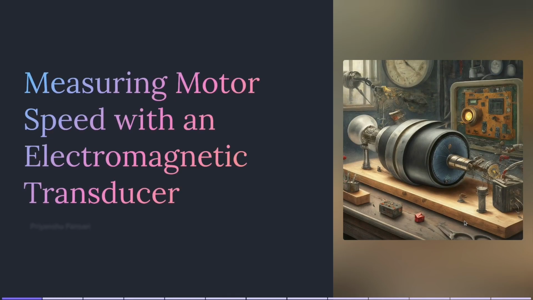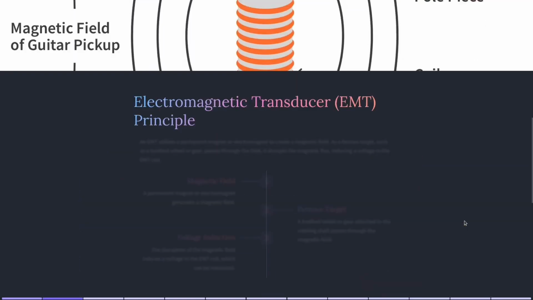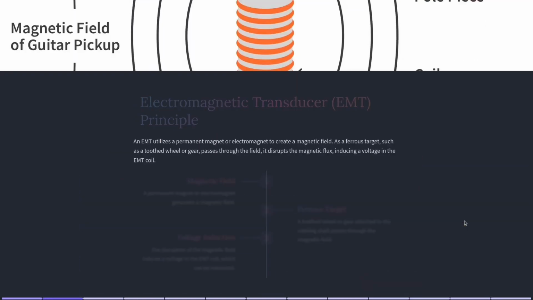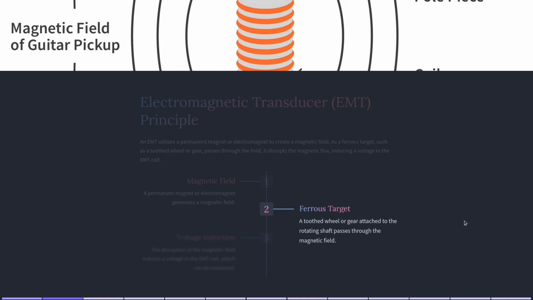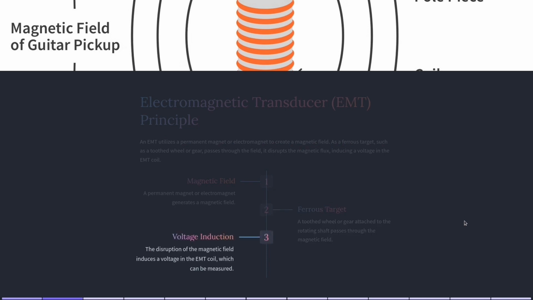Today I am going to demonstrate how to measure the speed of a motor using an electromagnetic transducer. Our electromagnetic transducer has a permanent magnet or an electromagnet which creates a magnetic field, with a coil wound around it. In the presence of a ferrous target like a toothed wheel or some gear, the magnetic field is disrupted, which induces a voltage in the EMT coil that can be measured to detect the presence of the ferrous target.